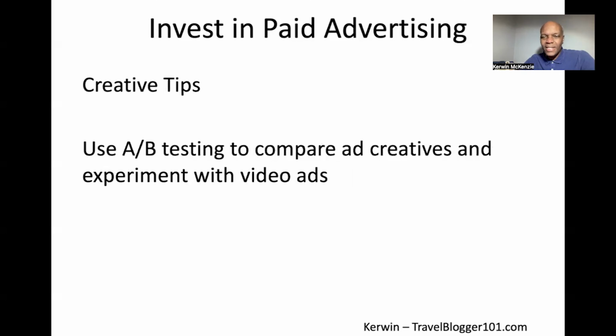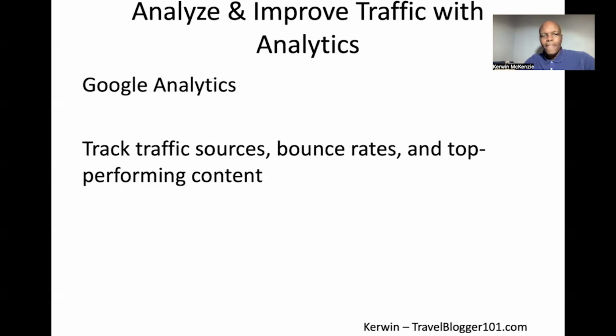Creative tips: use A/B testing to compare and experiment with creative video ads. Facebook will allow you to do, and I think they all do, like 6 different ads, 6 different images or 6 different videos. And then it sends them to the folks, and it tells you which one does the best. And then all you do is stop the other ones and continue paying for the one that does the best, which makes sense, right?